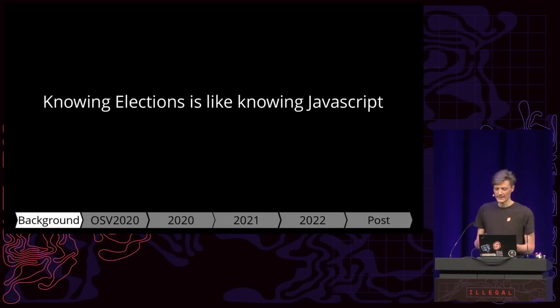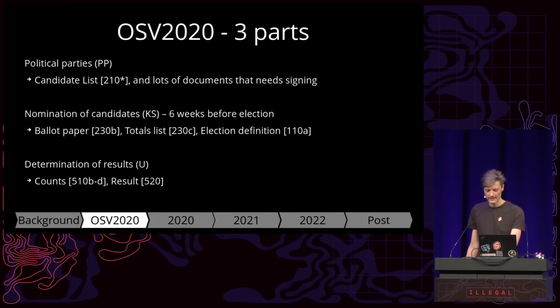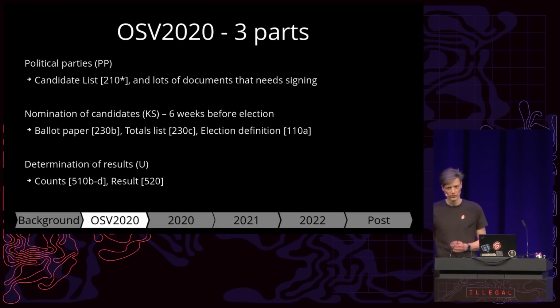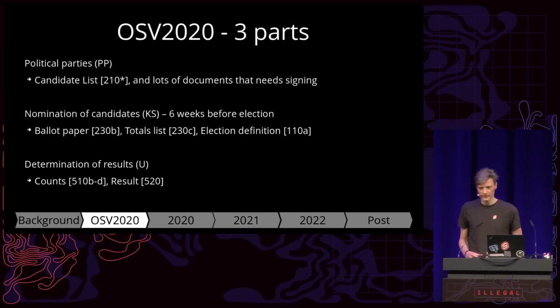The software is not just used for counting, it's also for the process of creating the voting ballots and some other procedures. If we go to the software, it's actually 3 parts. The political parties use it to create their candidate list. There's an EML 210 coming out of that, and lots of documents that need to be signed. Every candidate on the list needs to sign that they want to be on that list in that order, and have a copy of their ID, etc.